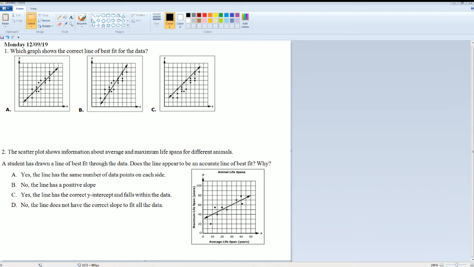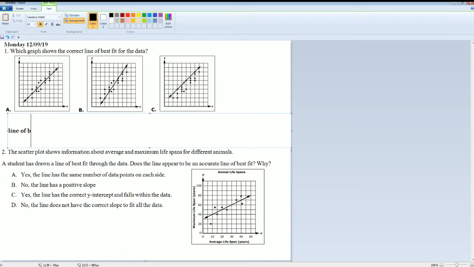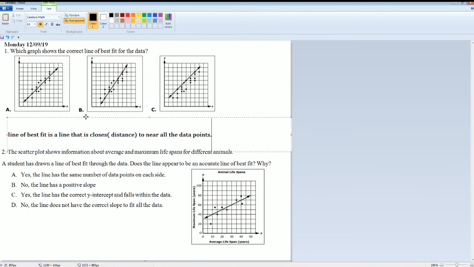We're going to talk about the line of best fit. Number one, which graph here shows the best line of best fit for this data? When we want to look at the line of best fit, it is a line that goes closest to all the points. You want to remember that. The line of best fit is a line that is closest in terms of distance to near all the data points. Keep this in mind.